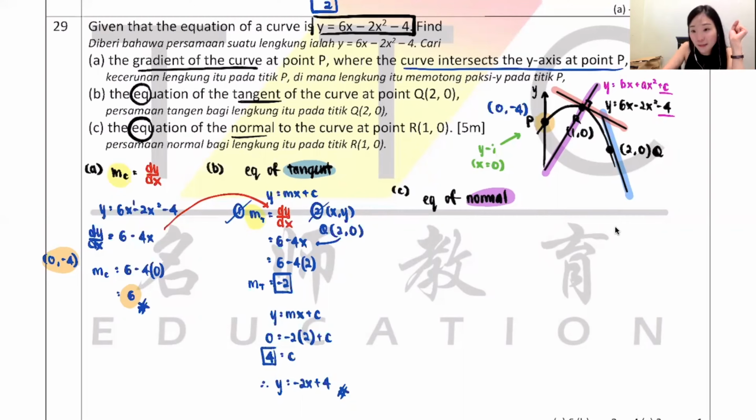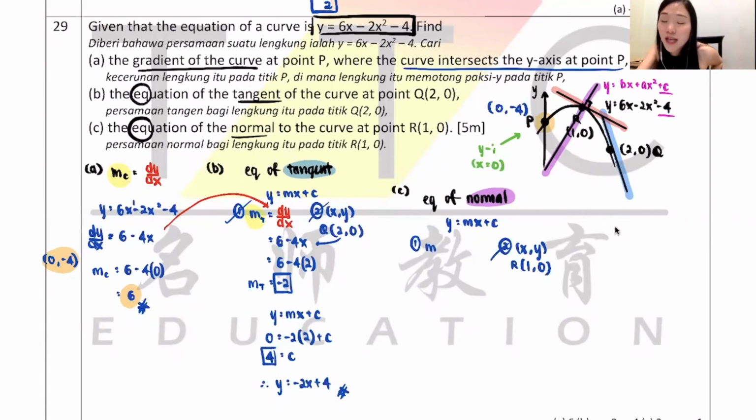Okay, so same as previous. Whenever you have to find a straight line equation, we always call it y equals mx plus c. So how many things must you have? Two things. First, you must have a gradient. Second, you must have a coordinate. Coordinate is very easy because my normal passes through point R, so I can use point R coordinate (1, 0). Next, I must have the gradient. How do I get the gradient?